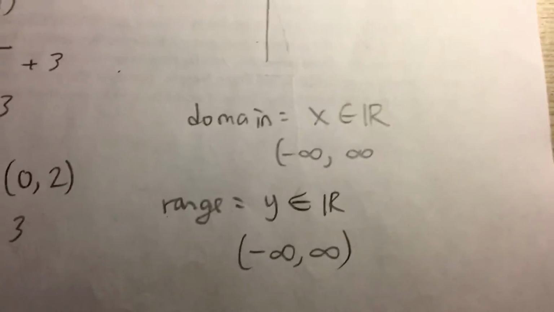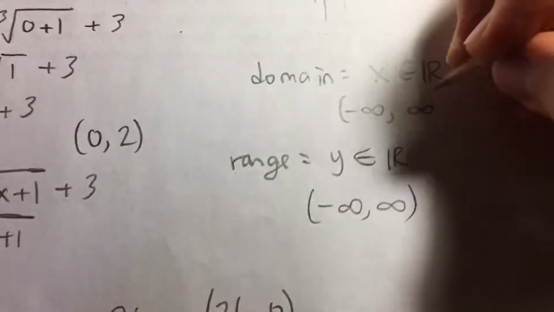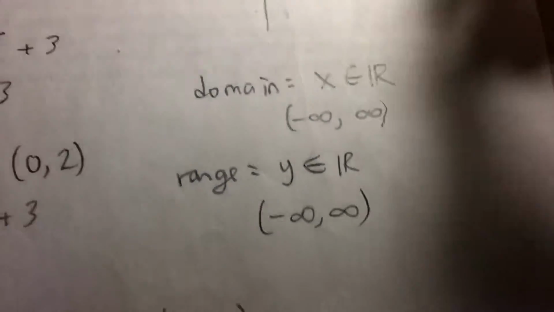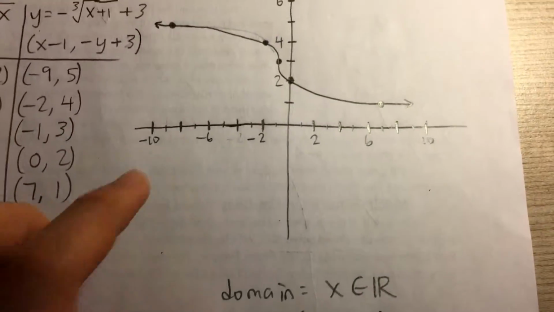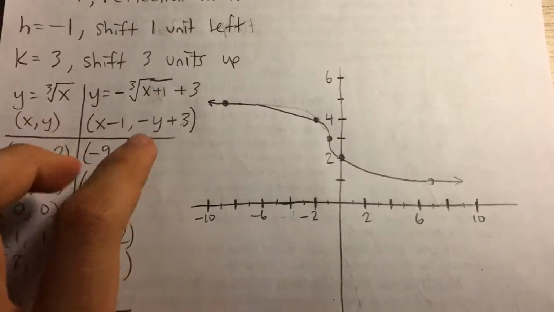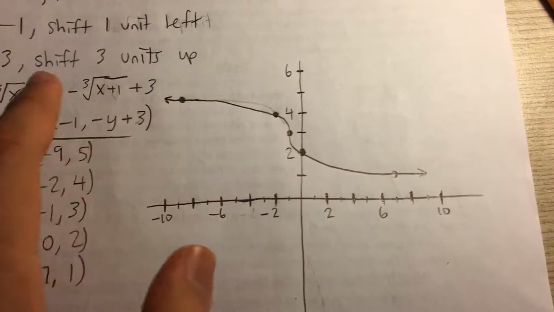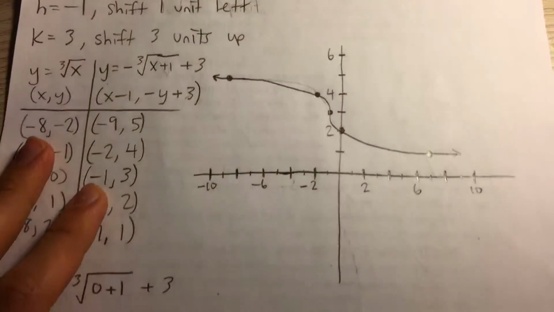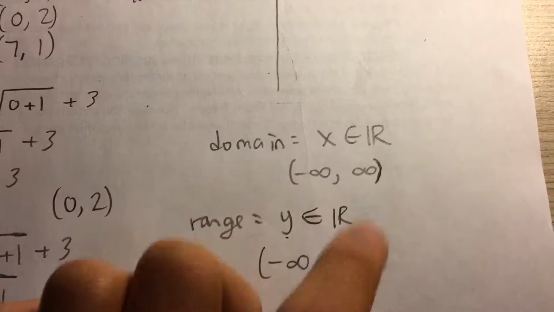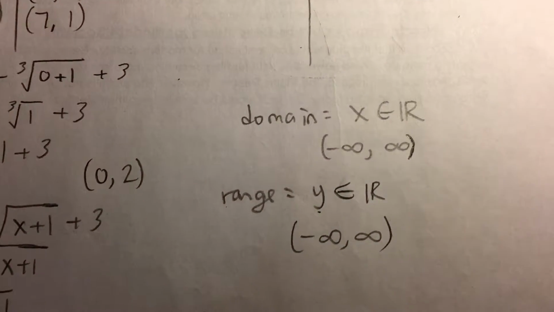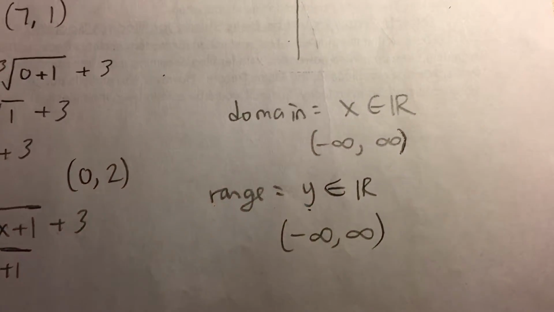And the domain and range, oops, forgot a bracket here. Yikes. The domain and range for this function, because it's a cube root function, you can plug in any x value, it doesn't matter. And you can also get any y value. So the range and the domain are both from negative infinity to infinity, or x is all real numbers and y is all real numbers.